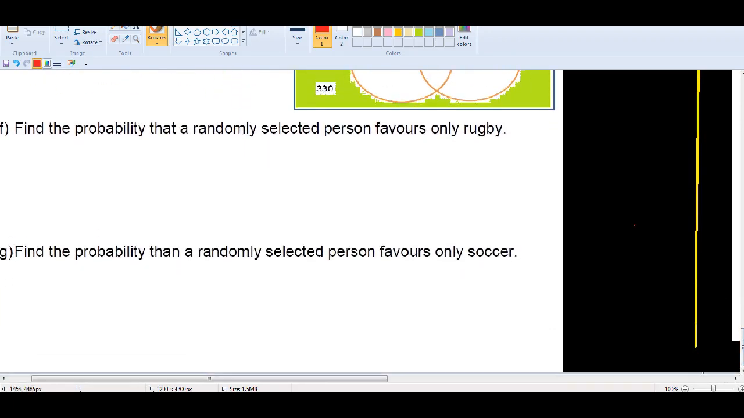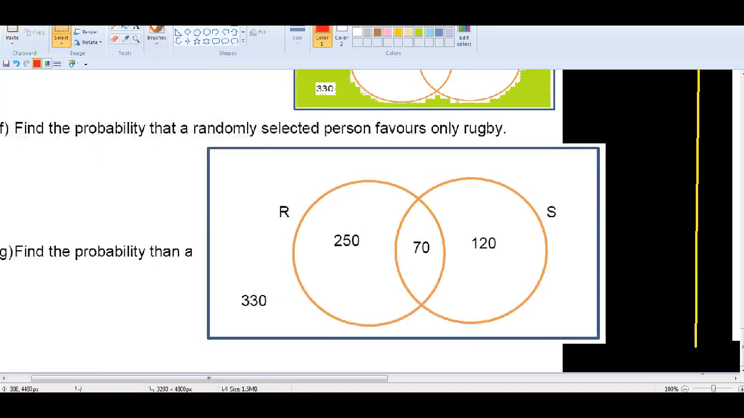Okay, find the probability that a randomly selected person favors only rugby. This time only rugby, so which part are we going to consider? Do we need to consider some of the people who not only favor rugby but also soccer? Okay, let's consider this.